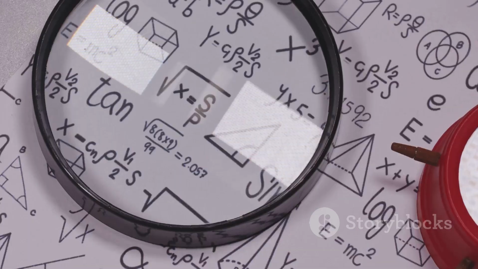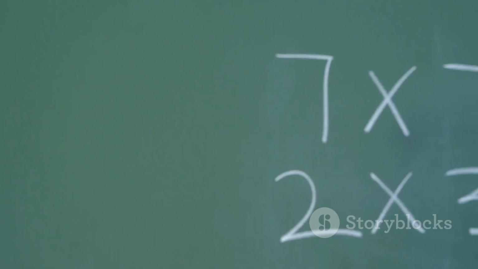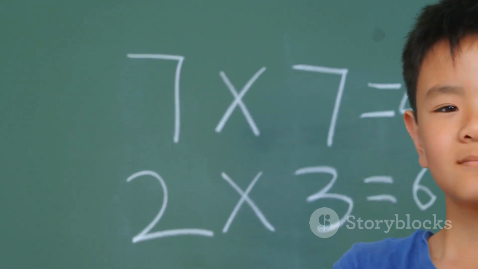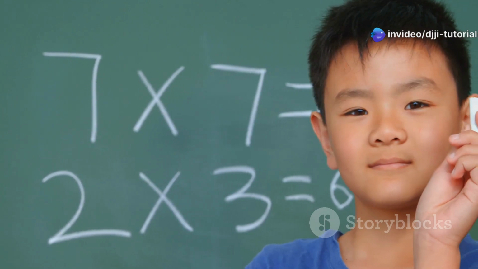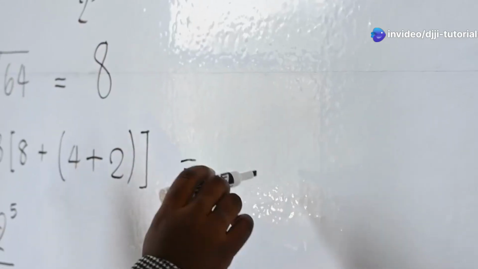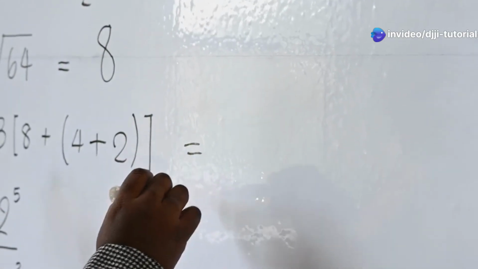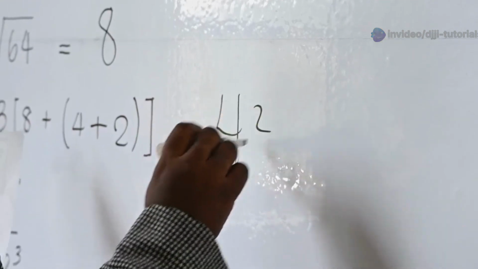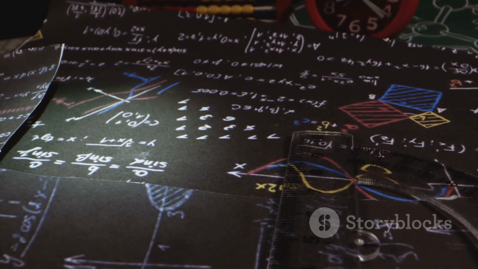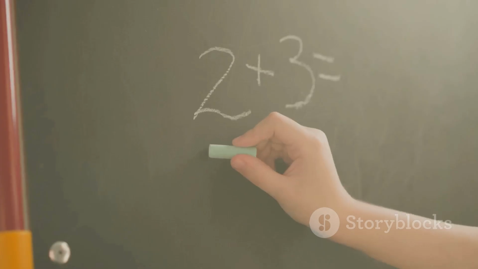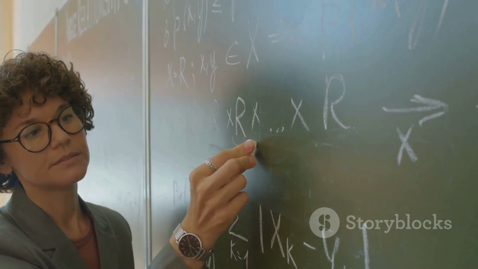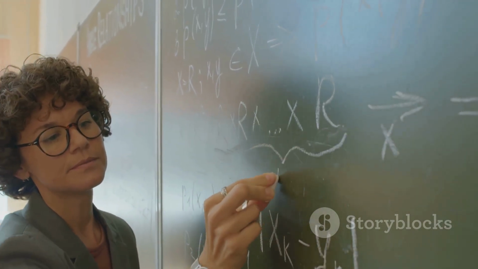For subtraction, first distribute the negative sign. 2x squared plus 5x minus 3 minus x squared minus 2x plus 1 becomes 2x squared plus 5x minus 3 minus x squared plus 2x minus 1. Then combine like terms: 2x squared minus x squared, 5x plus 2x, and negative 3 minus 1. Finally, simplify to get x squared plus 7x minus 4.